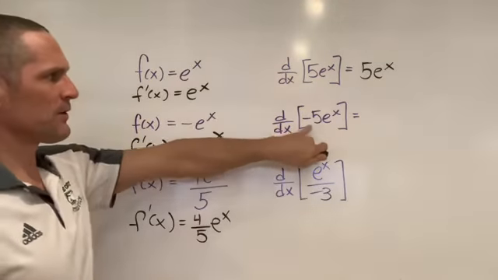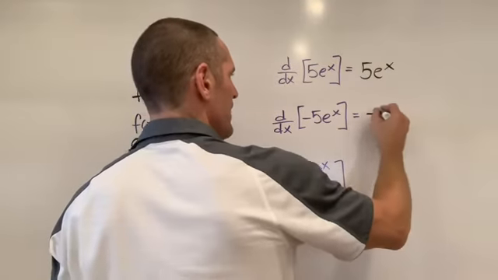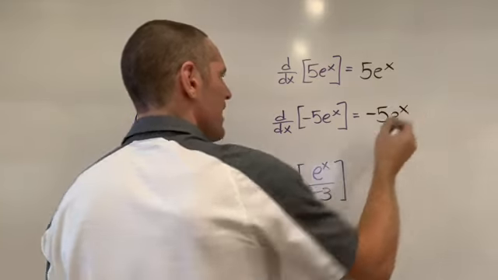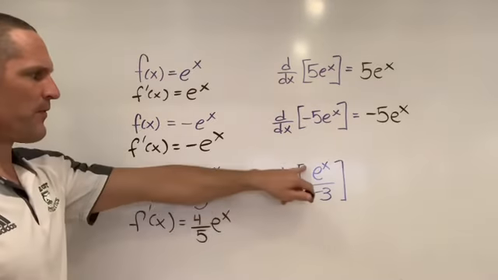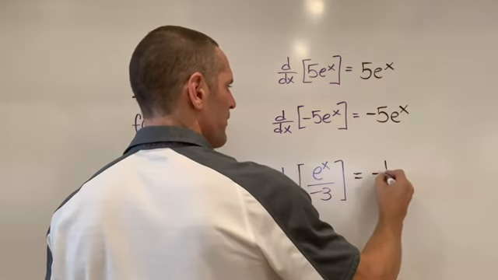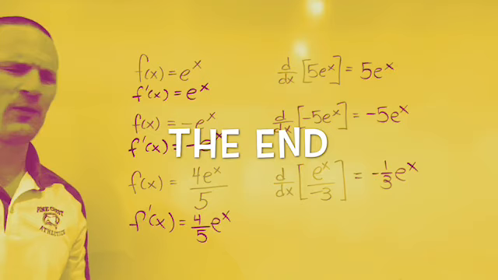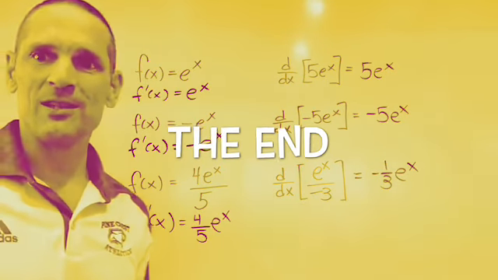If the original function is negative 5 e to the x, d/dx means take the derivative of it, we get negative 5 e to the x. And finally, if we have negative 1/3 e to the x, the derivative will be negative 1/3 e to the x, or you could just write it as e to the x over negative 3. So easy, so fun.